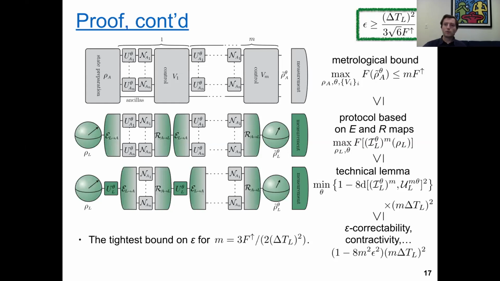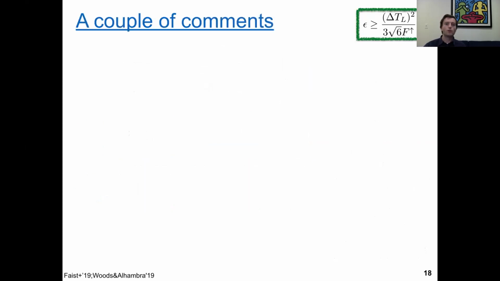Okay, so this was the one slide proof of the approximate Eastin-Knill theorem. Now let me make a couple of comments on the approximate Eastin-Knill theorem.